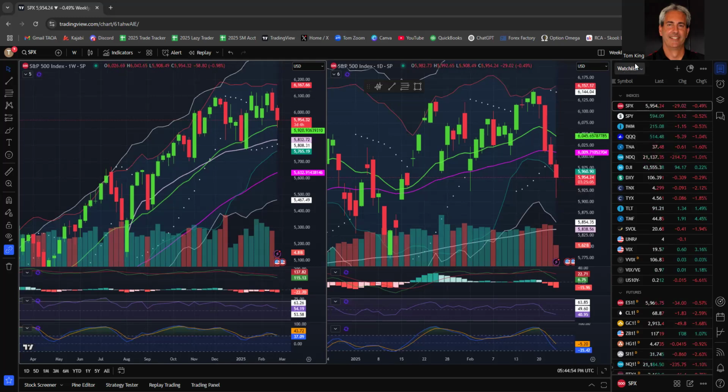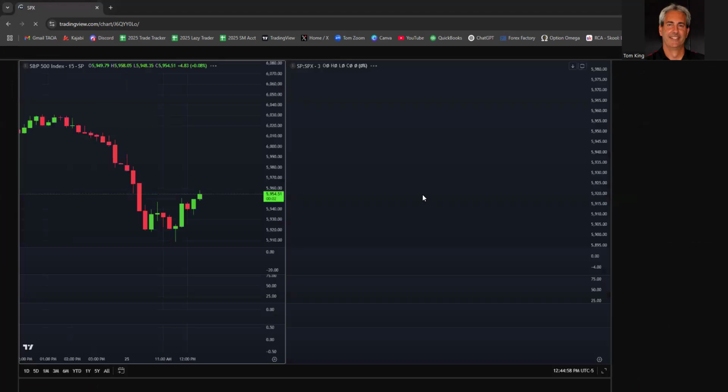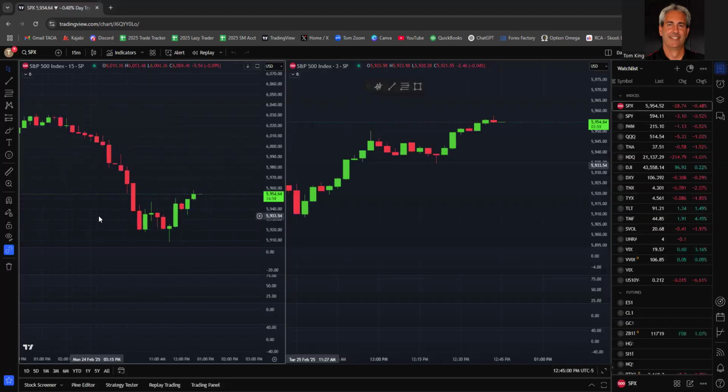Let me go back to it really quick one more time. I don't want to spend too much time on this, but let's look at the day trade chart.